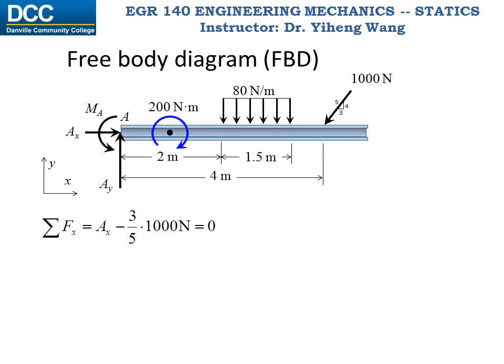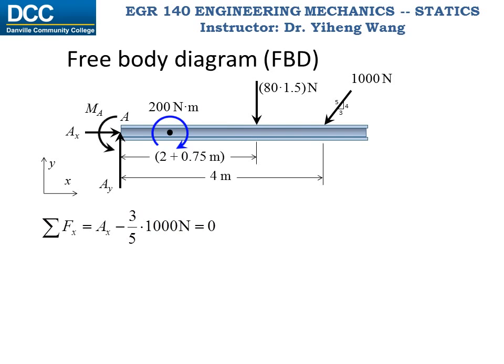The next equation I plan to write is for the resultant force along the y direction. But before I do that, I need to use a concentrated force to replace this distributed load. Since this is a uniform distribution with a load intensity of 80 Newton per meter for a length of 1.5 meters, the resultant force of this load is 80 multiplied by 1.5, and its position is right at the center of this load.